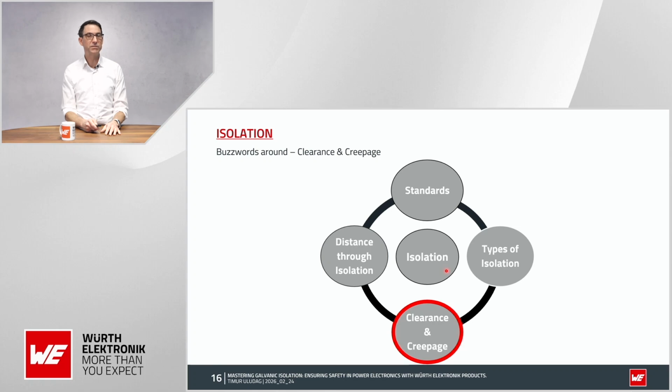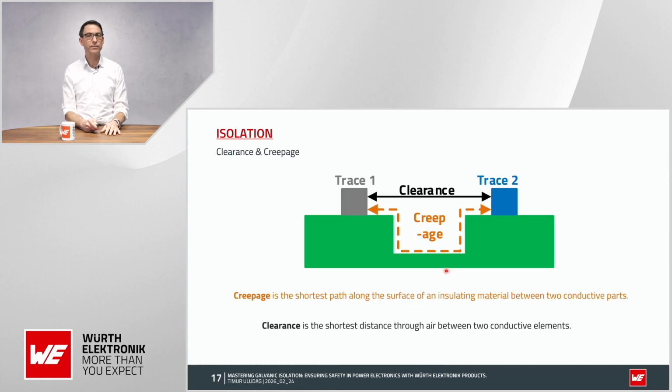Then clearance and creepage. Clearance here is the shortest distance through air between two conductive parts. Means trace 1 and trace 2. It indicates how much electrical potential the air gap can withstand before an electric breakdown causes a discharge. If you have a clearance violation, this can lead to a flashover where the air is ionized and it creates a conductive path between the two traces.